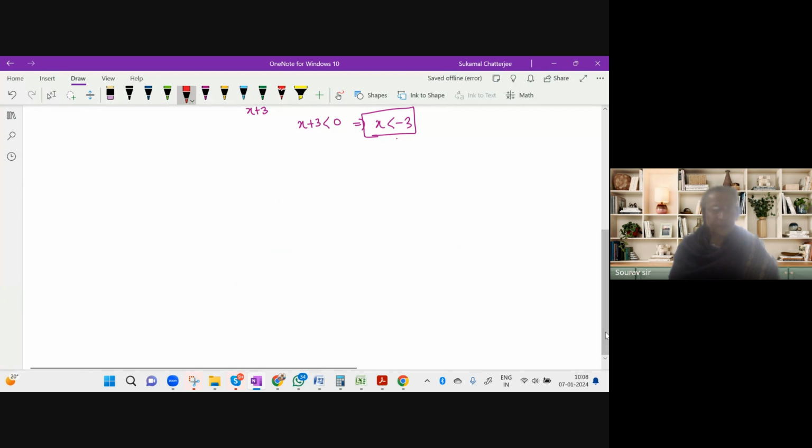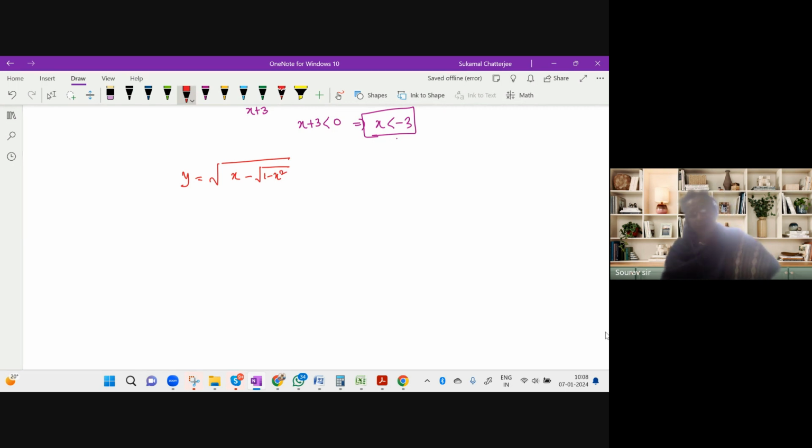Next one. y = √x - √(1 - x²). And find x. What will be x? So how to solve this?